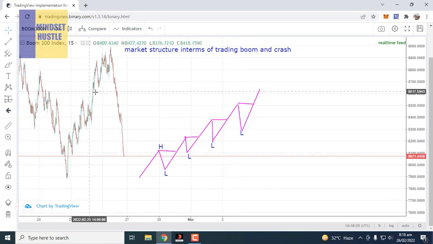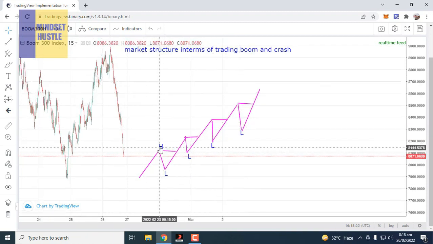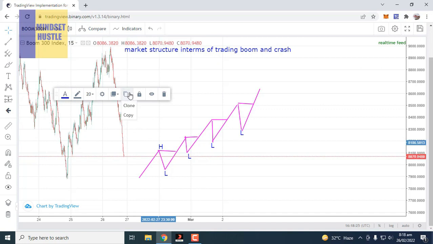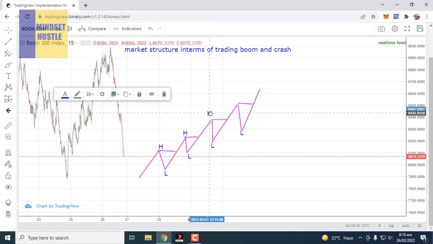Now we have the highs also forming in the same manner. Now you should know that anytime a high is broken, you should be expecting that market will make a pullback, all right, or a retracement.